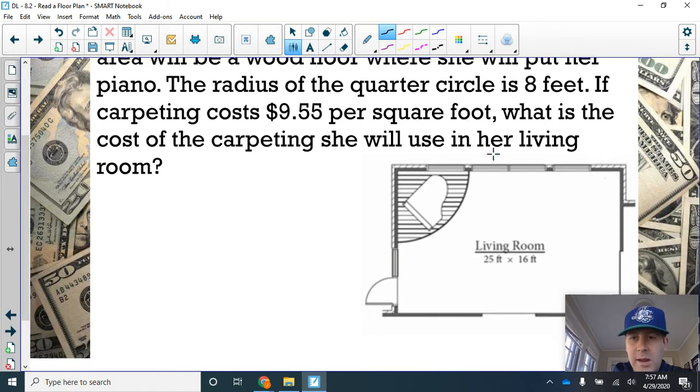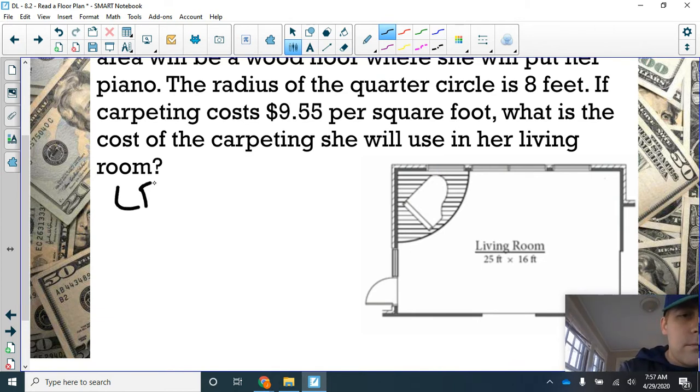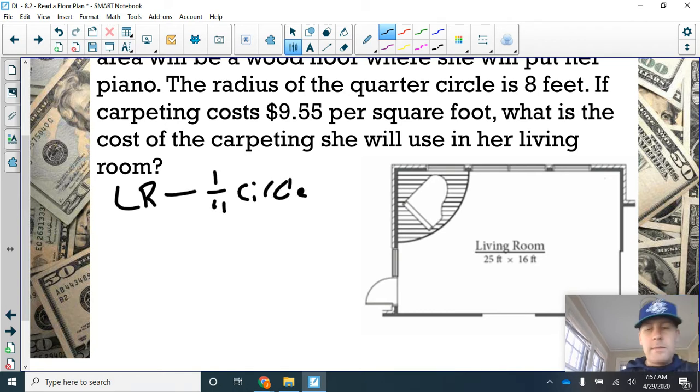The first big thing here is, look at this diagram. Basically, I want to carpet this entire rectangle besides this quarter circle. So what we want to do is find the area of the living room, and we're going to subtract from that the quarter circle. Because I find the whole thing, then we take away what we don't want to carpet.